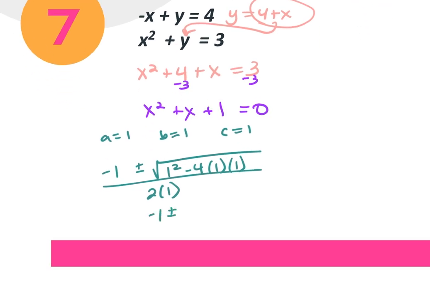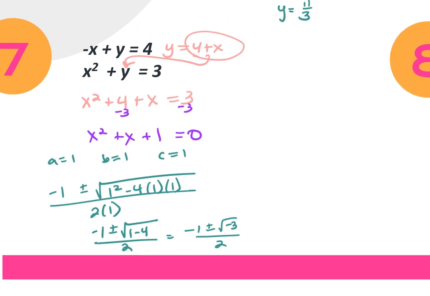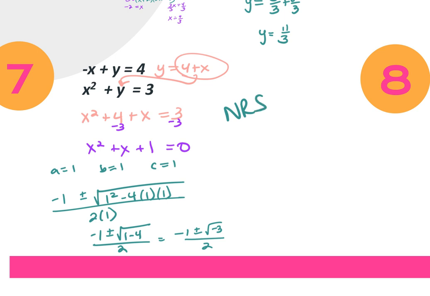Negative 1 plus and minus the square root of 1 minus 4 over 2. Okay, negative 1 plus and minus the square root of negative 3 over 2. Good. You cannot square root a negative number. If that was a positive number underneath, I would keep going, okay? But you cannot square root a negative number, which means there is no real solution here. You could put no solution, you could put no, does not exist, okay? I think on WebAssign it's the DNE, yeah.